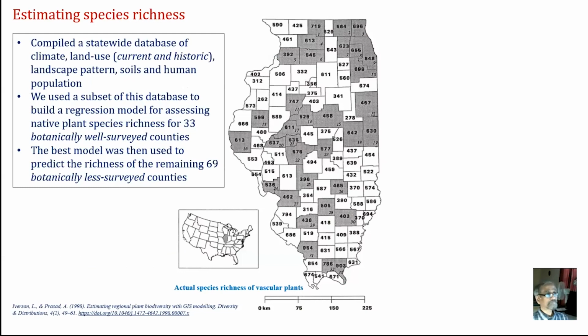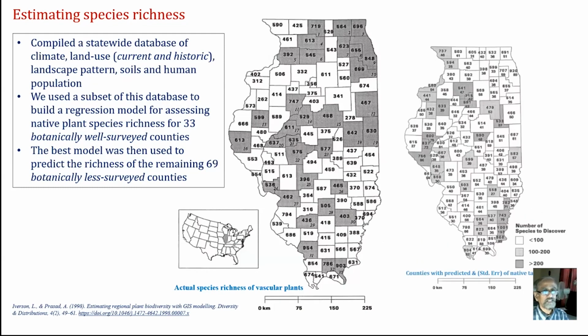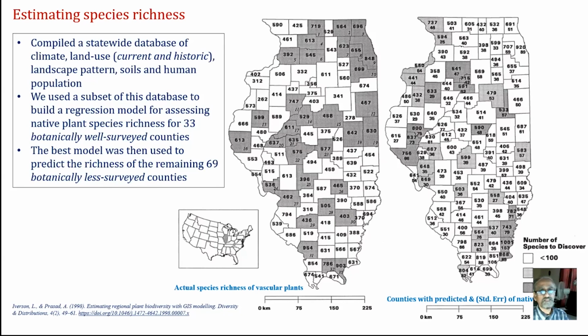All right. I want to mention that I was involved in a fun study at the Illinois Natural History Survey with Louis Iverson, where we estimated Illinois species richness using 33 botanically well-surveyed counties to predict the richness of 69 not so well-surveyed counties based on climate, land use, soils, and other features. And the darker colors here are the 33 well-surveyed counties. And we estimated the number of species yet to be discovered based on the regression model.